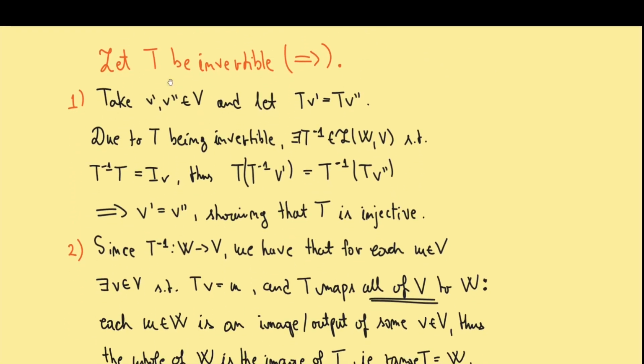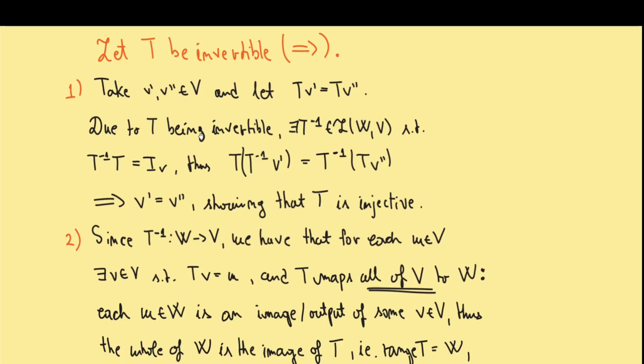Now let's assume that T is invertible, and let's show that it's a bijection. Let's show that it's injective first. Take some v's and set their images to be equal. Now, due to T being invertible, there exists this T minus 1 such that this composition over here is just the identity function.